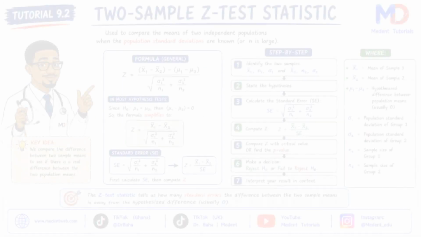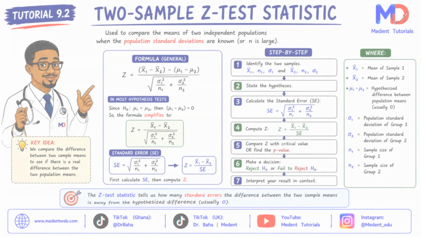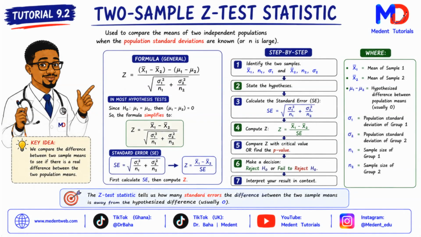Step 2 is the standard error formula. So the next step is to calculate the standard error of the difference between the two means. So we substitute the population standard deviations and sample sizes into the two-sample z-test formula. Then we calculate the standard error.